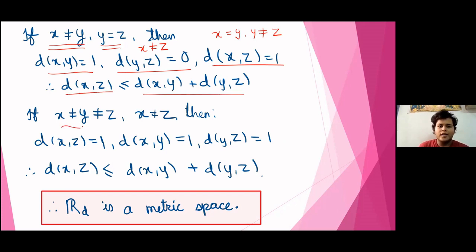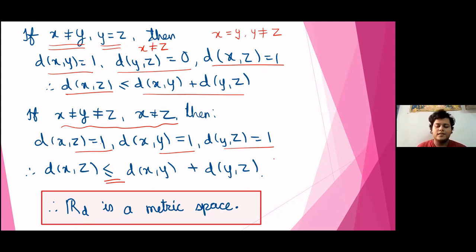Suppose all three are different. Then all distances are 1, and 1 is less than or equal to 2. In fact, it is strictly less than. So this distance is less than or equal to this sum. Hence, we conclude that this (R, D) is a metric space.